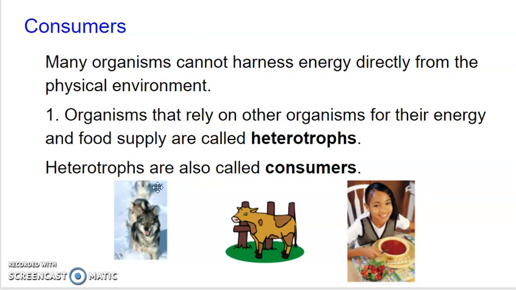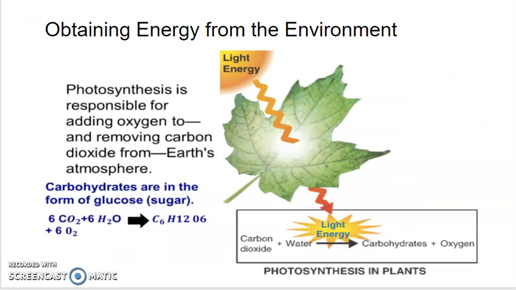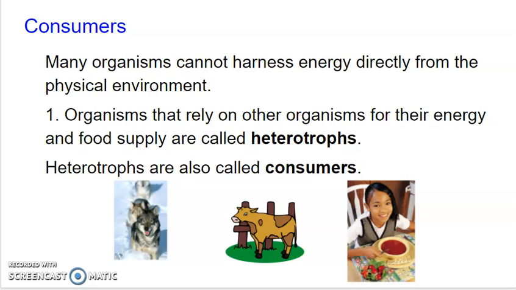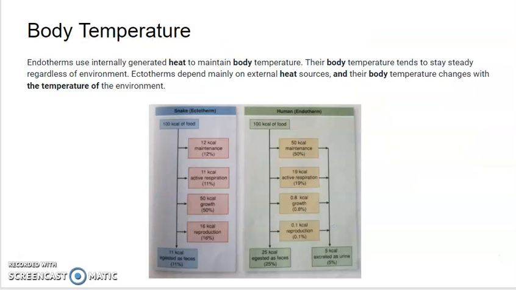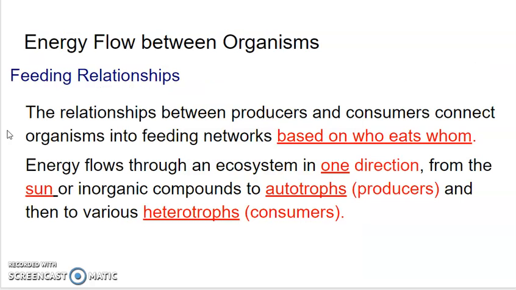And we talked about autotrophs, which produce their own food, and heterotrophs, consumers, and when they consume the energy, where does this energy go? We talked about different body temperature organisms, endotherms and ectotherms, and we stopped at the energy flow between organisms part. So energy flow is about feeding relationships. The relationship between producers and consumers is based on who eats whom.